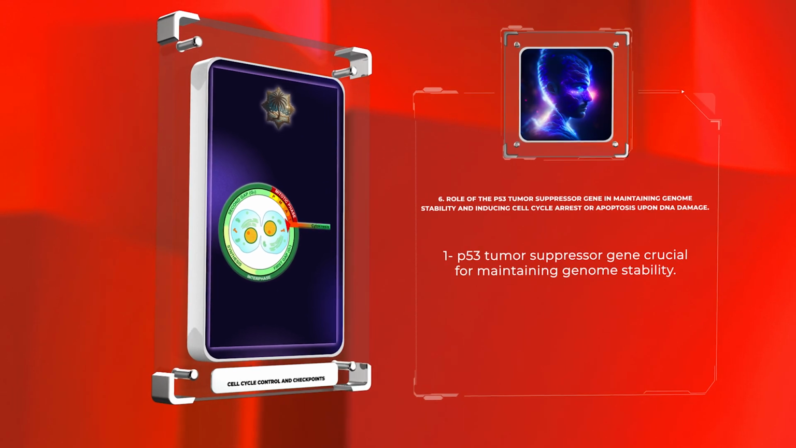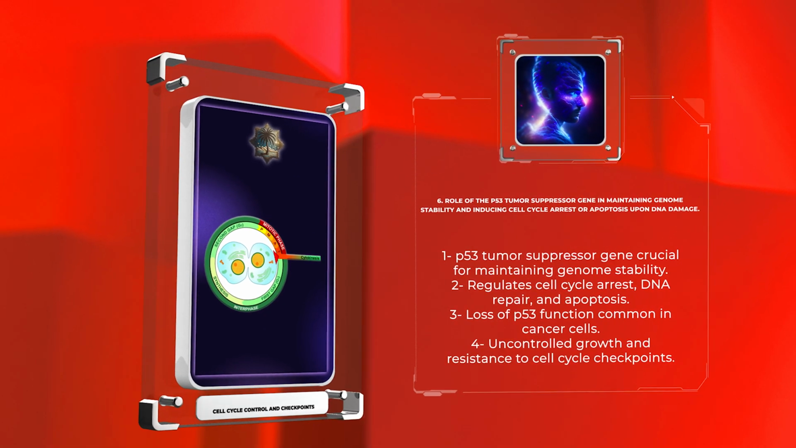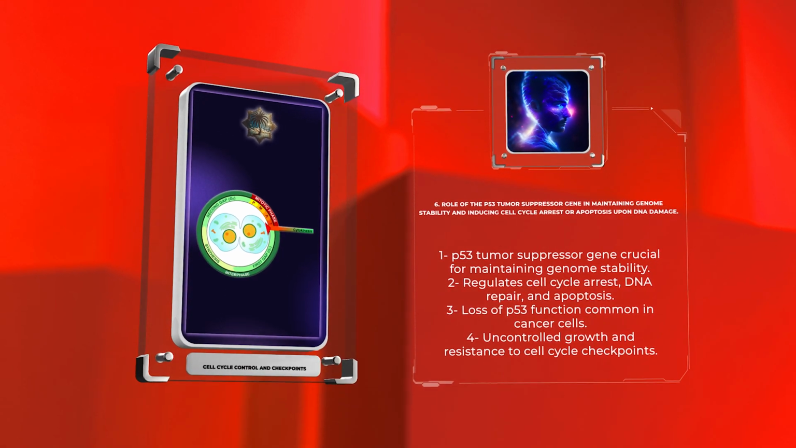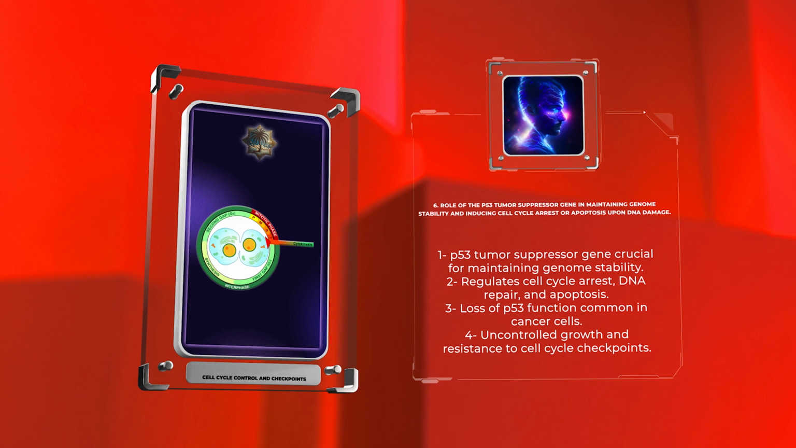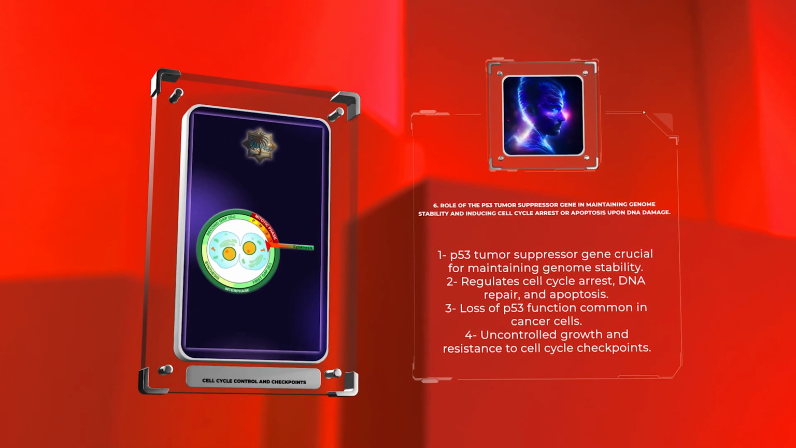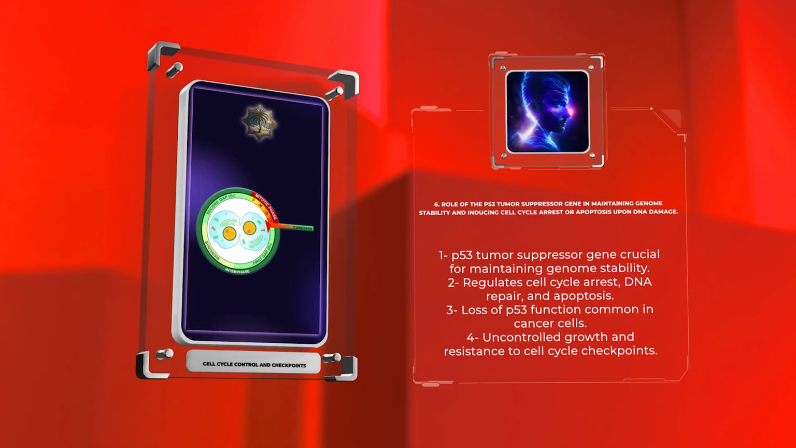The p53 tumor suppressor gene is crucial for maintaining genome stability. It regulates genes that control cell cycle arrest, DNA repair, and apoptosis in response to DNA damage. Loss of p53 function is common in cancer cells, leading to uncontrolled growth and resistance to cell cycle checkpoints.